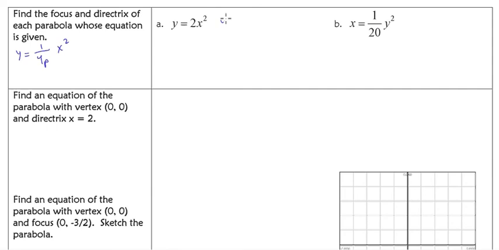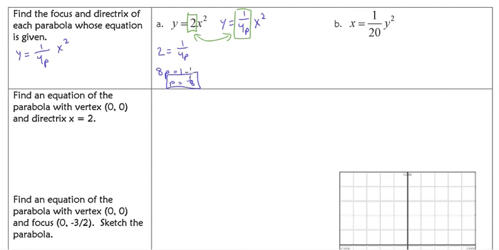Now we also know that the equation is y equals 1 over 4p times x squared. And here's the pieces that are not in common: 2 and 1 over 4p. The rest is all the same. And so we're going to be solving for p, and we need to make these equal. So we've got 2 is equal to 1 over 4p. Multiply both sides by 4p, and we end up with 8p equals 1. Divide each side by 8, and we end up with p equals 1/8.